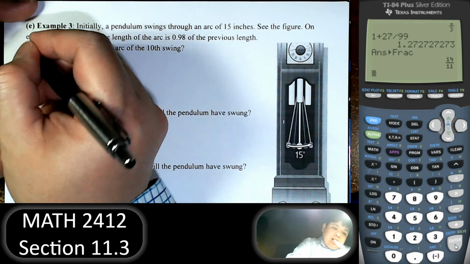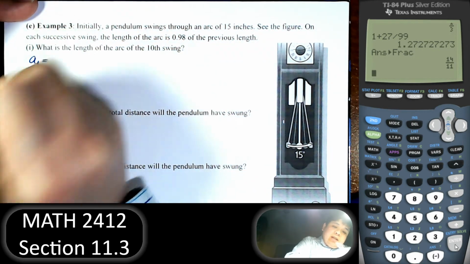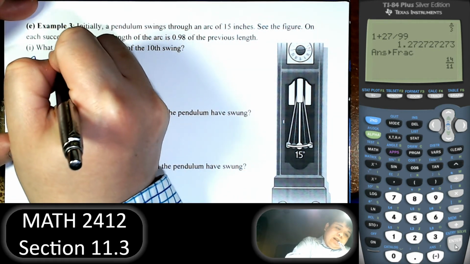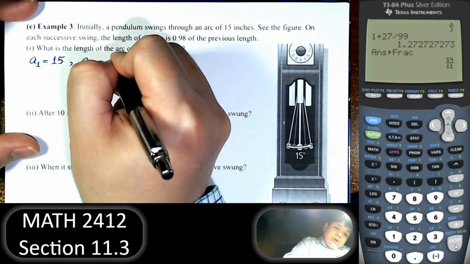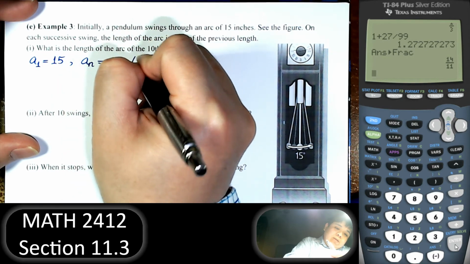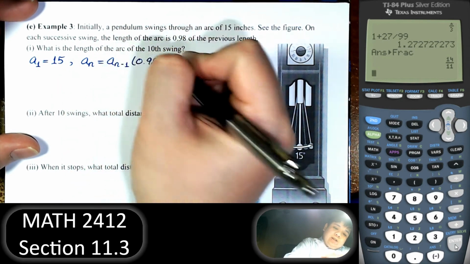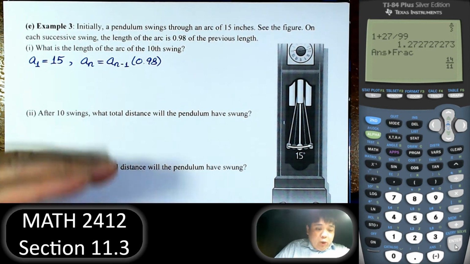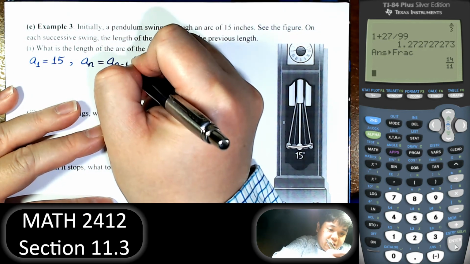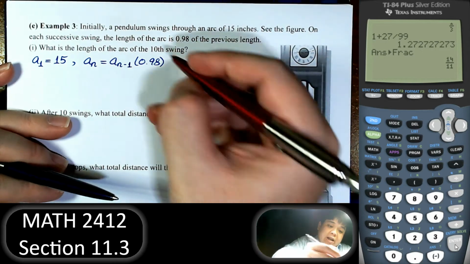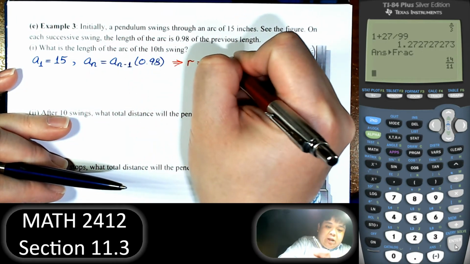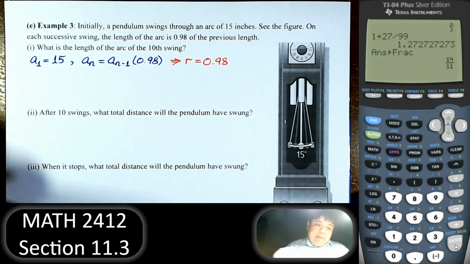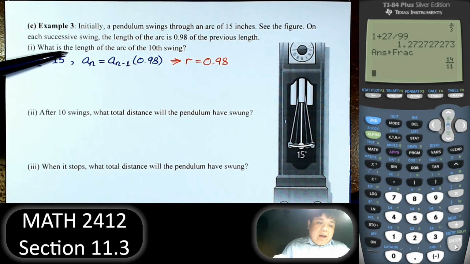So we can write it like this. The first term is 15 inches, and the next one is equal to the previous one times 0.98. We can write that as a recursion relation like that, and of course when we write it like that we can say the common ratio is 0.98. Right, and we want the length of the 10th swing.